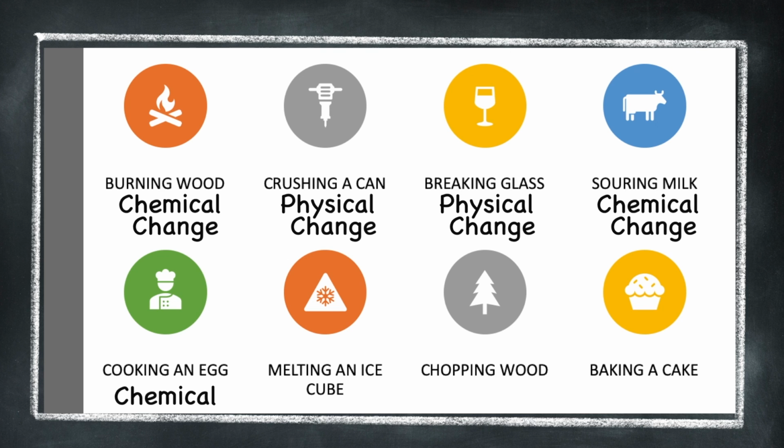Okay, melting an ice cube. We've talked about this earlier in the unit. If I have a piece of ice, okay, it's made up of water, H2O. I melt that. It turns from a solid to a liquid. Okay, that still does not change the fact that it is still water. So because it doesn't change the chemical makeup, that's going to be a physical change.